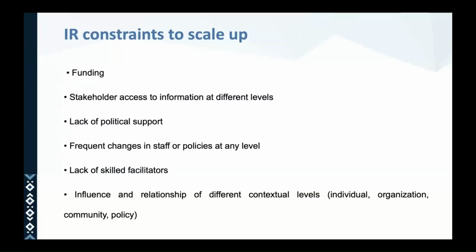So what are some of the constraints in implementation research scaling up? The first thing is funding. Implementation research can be quite expensive. And also stakeholder access to information at different levels. Different stakeholders, they may not have the information, they may not be informed about what you're doing, so it may hinder the study you want to carry out. Lack of political support. There are some studies that you may want to conduct, and if there are some administrative or political bottlenecks, you may not be able to carry out that study.